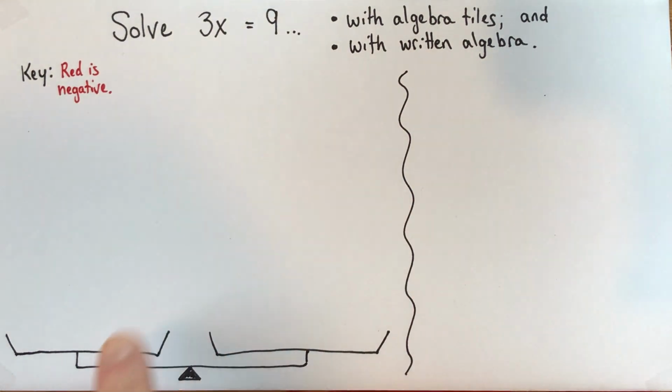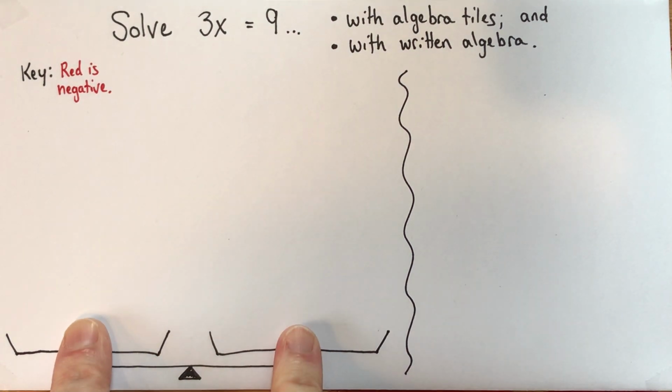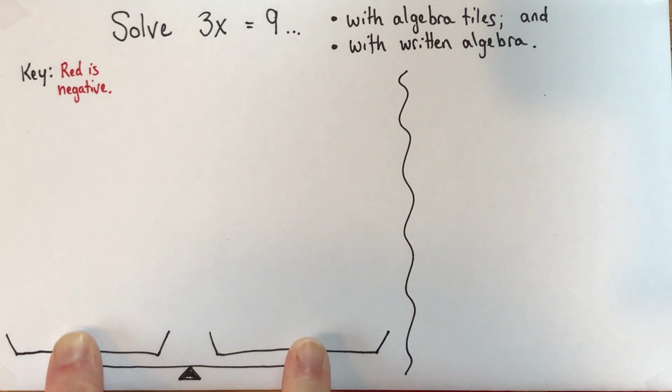I like to put my algebra tiles on a little tiny balance that I draw, just because it helps me remember that the two sides of the equation are the same. They're nicely balanced. And that reminds me, if I do an operation to one side of the equation, I also have to do it to the other side. Otherwise it would go out of balance and the two sides wouldn't be equal anymore.